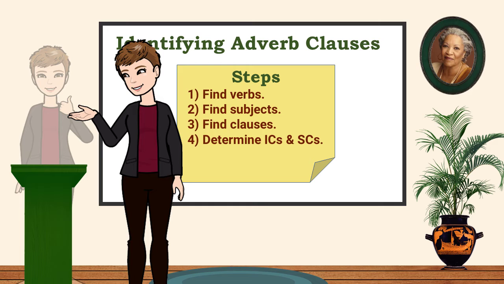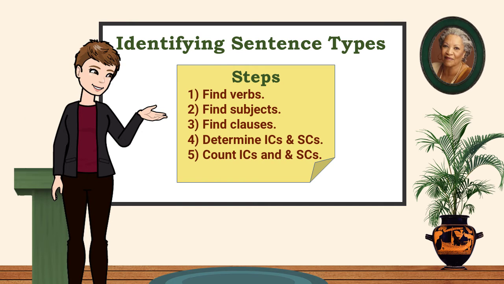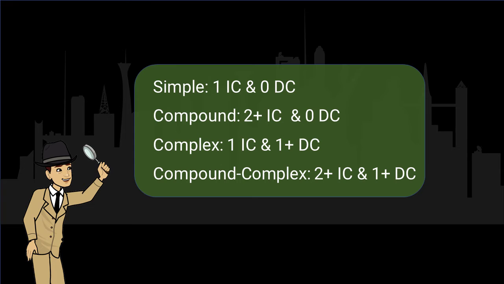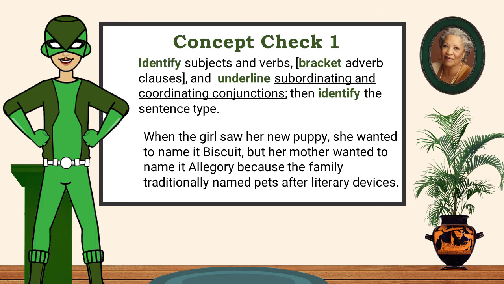If we look back to the steps we reviewed for how to identify clauses from the adverb clause video, you'll see that we've added one more, identifying sentence types. So now we've reviewed all four sentence types. Here's another way of looking at the same information in shortcut formulas. Time for a concept check. On your notes handout, identify the subjects and verbs, put square brackets around adverb clauses, underline subordinating and coordinating conjunctions, and identify the sentence type. Pause the video until you're finished, then check your answers.